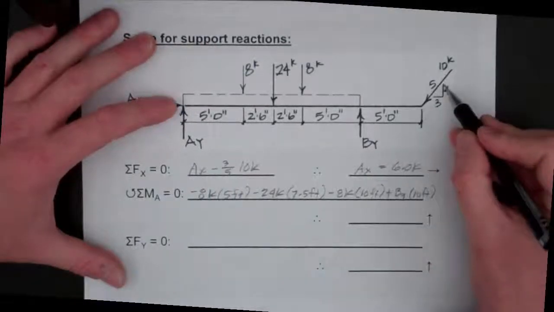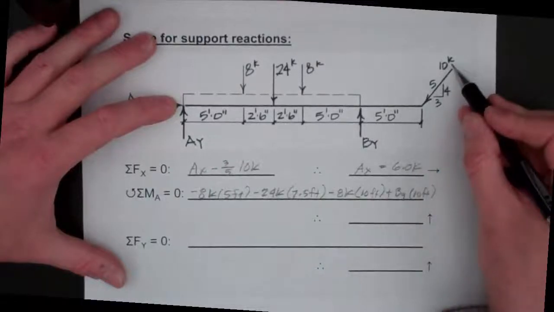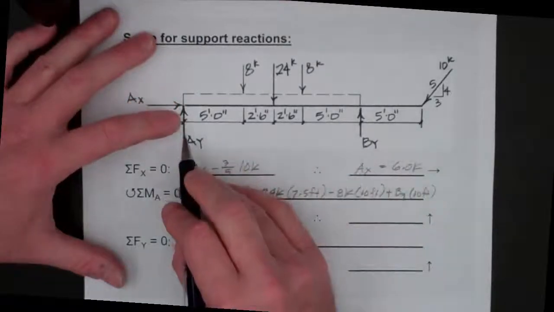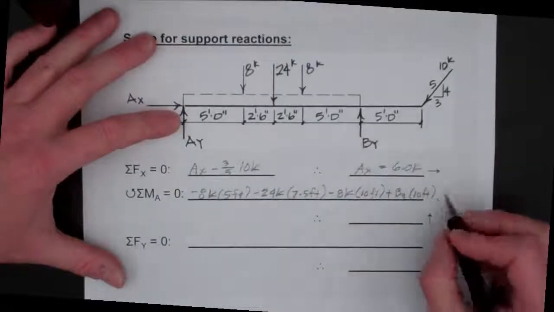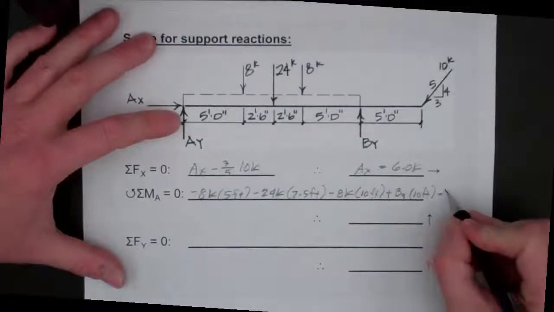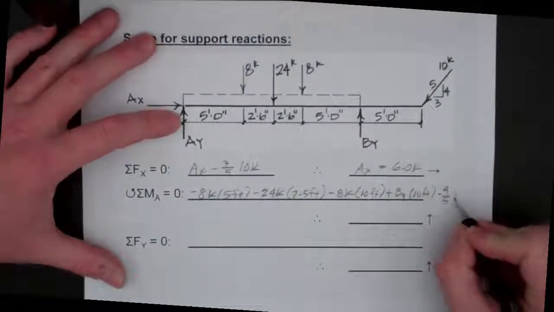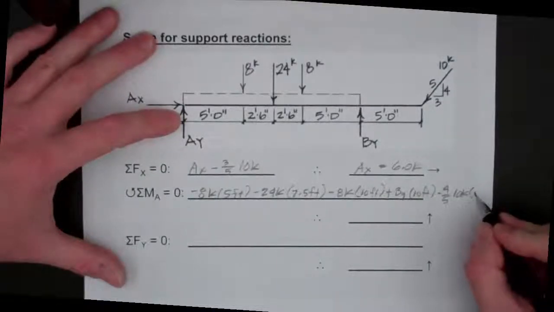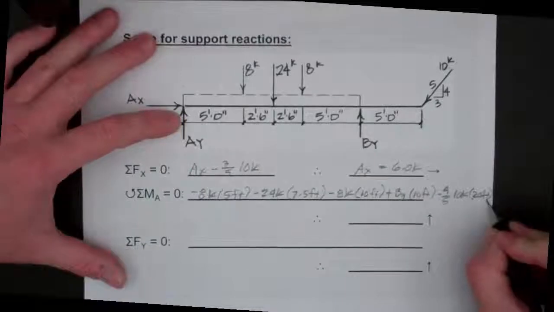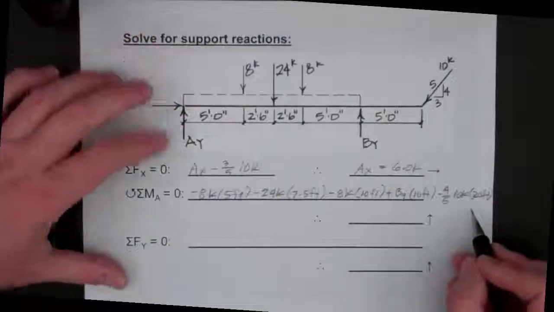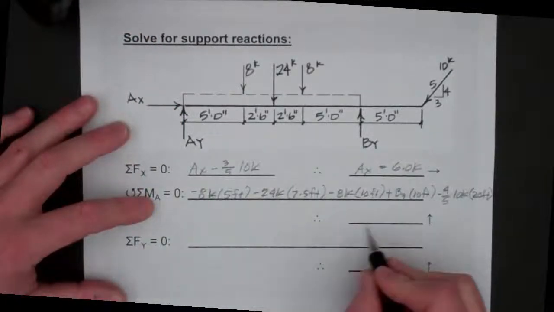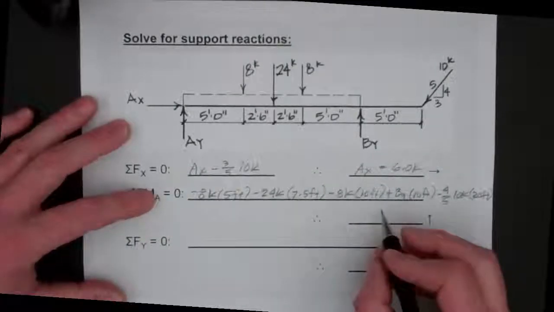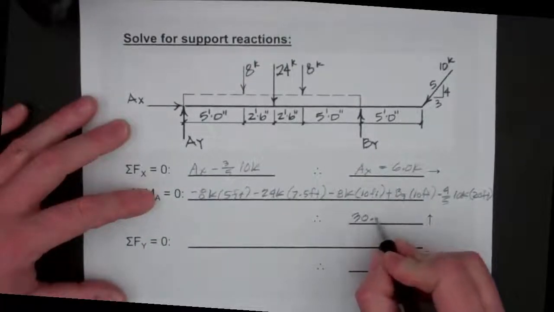And finally, we have the vertical component of the 10 kip force, which will be downward at 20 feet, causing a negative moment. So we have minus 4/5 times 10 kips times the 20 feet. And by doing the algebra here, we see that BY is our only unknown. So we get that BY is equal to 30.67 kips upwards.